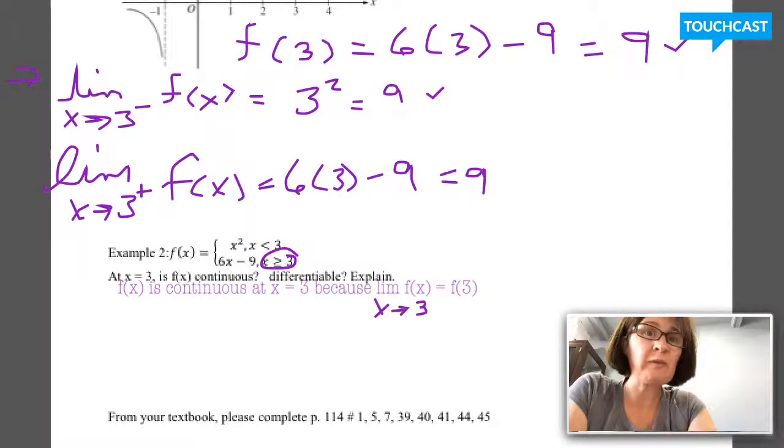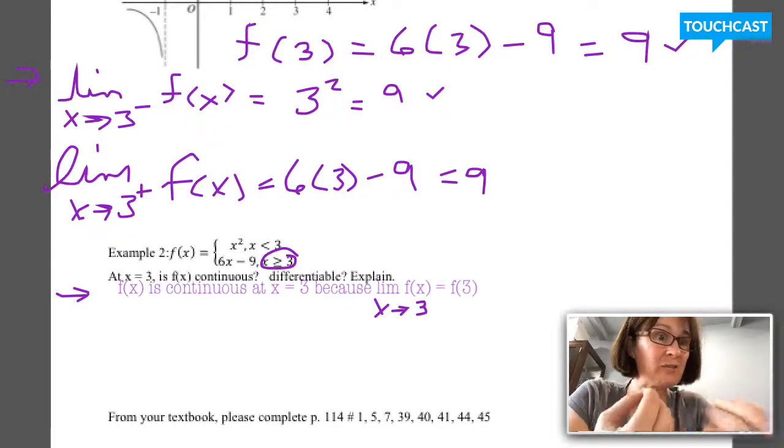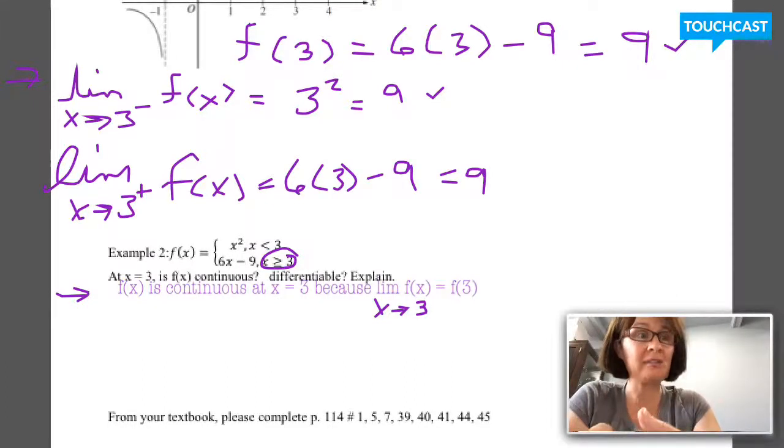So here I wrote up the first part of my answer. f of x is continuous at x equals 3 because the limit as x approaches 3 of f of x is equal to f of 3. Now I'm going to have to find the answer to my second part. Is f of x differentiable at x equals 3?